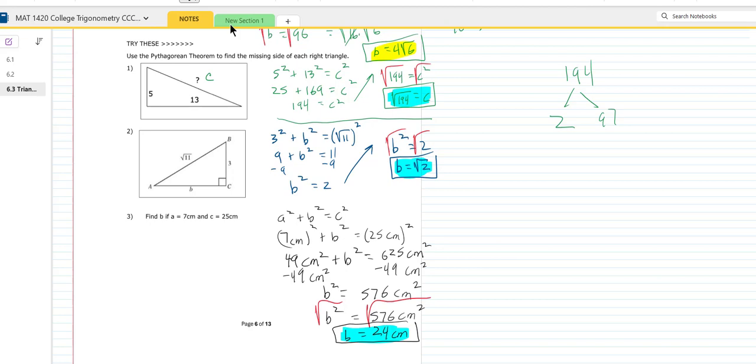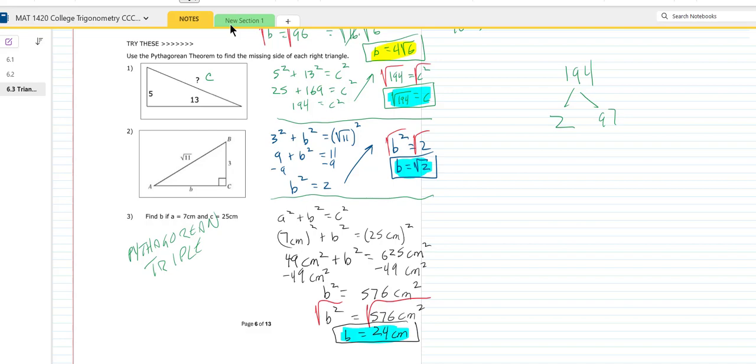Number 2, the answer should have been the square root of 2. Again, I'm doing 3 squared plus b squared equals square root of 11 squared. Going through the details of that, you would end up taking the square root of both sides to get 2. And number 3, you again have what we call a Pythagorean triple, because you ended up with 3 whole numbers on this.